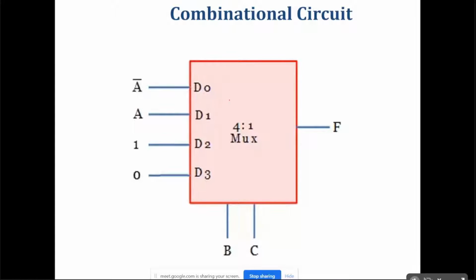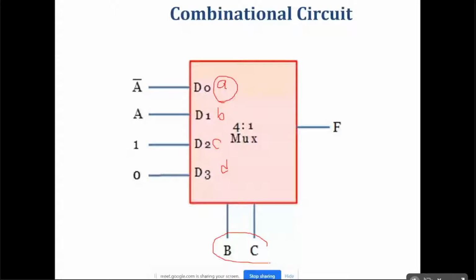So suppose D0, D1, D2, D3 or A, B, C, D. Anything we can take as input. So we just need to connect what we need to connect, so that this whole Boolean expression will be implemented with the use of this mux only. So this is the implementation.